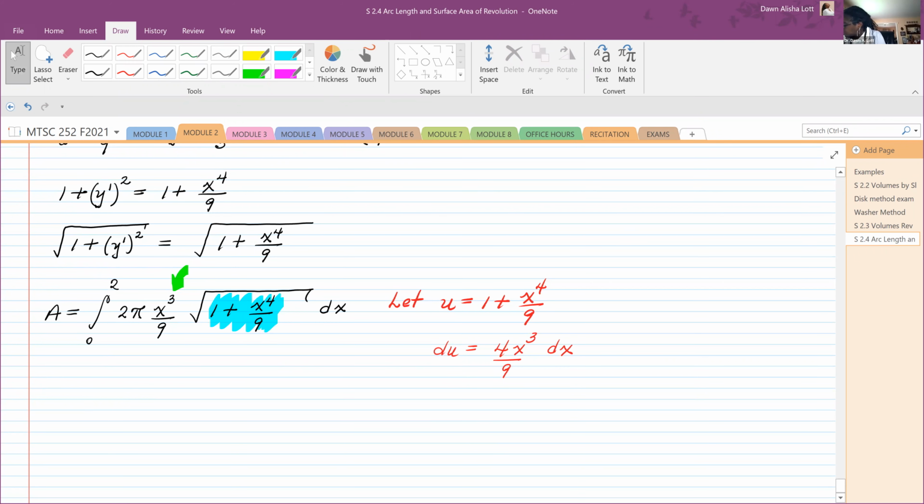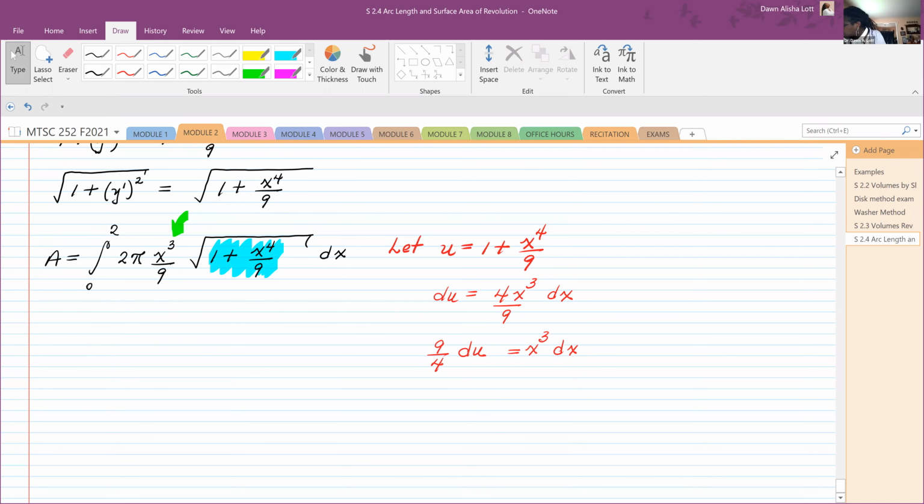And that would say then that x cubed dx would equal 9 over 4 du. Then I will also have, when x is equal to 0, u is equal to 1. And when x is equal to 2, u would be 1 plus 16 over 9, which would be 25 over 9. Okay.